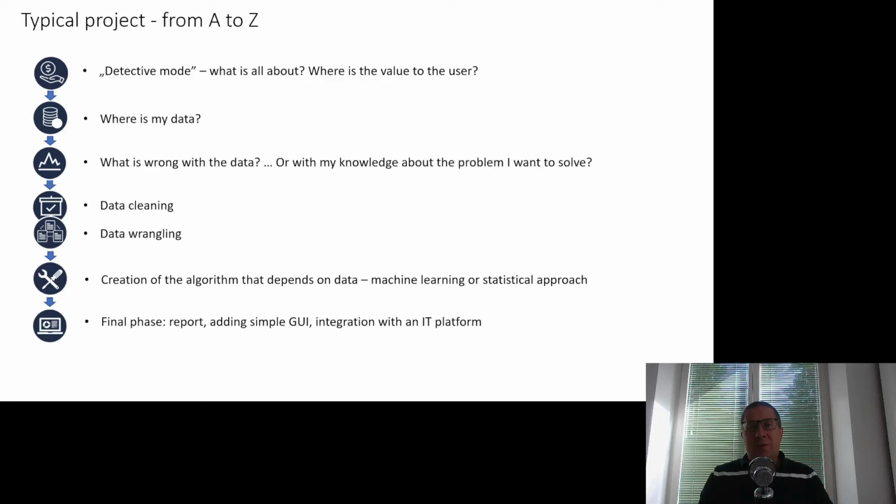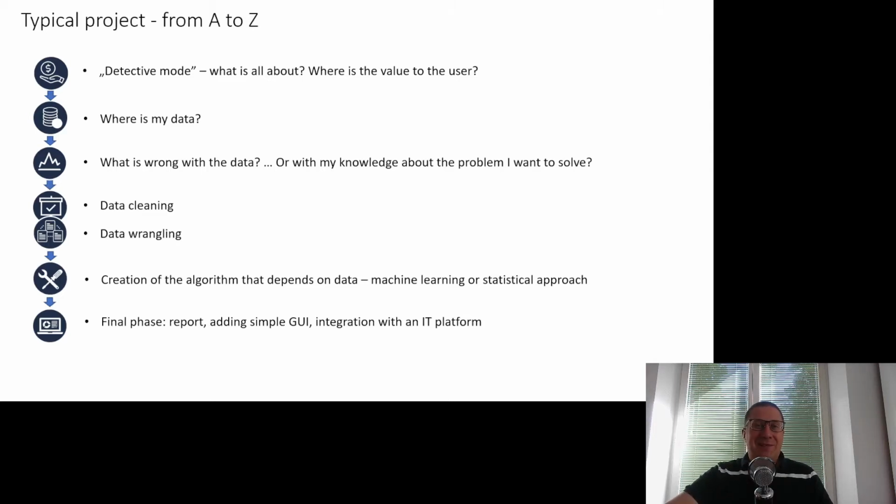Now it's time for the bread and butter of a data scientist, which is data cleaning and data wrangling, and then the reward. Of course, the reward is the possibility to create an algorithm, maybe the machine learning algorithm, maybe the statistical algorithm, depends on the project. Maybe your own algorithm that you will create, you will publish, you will share it with the rest of the world. And then we can't wait to share the results with the world, right?